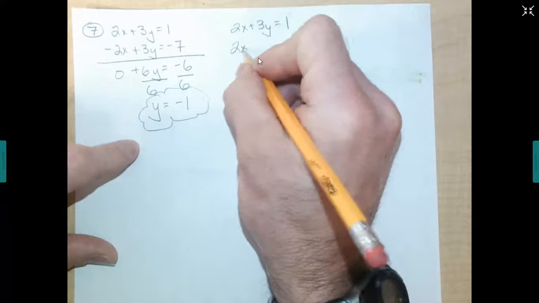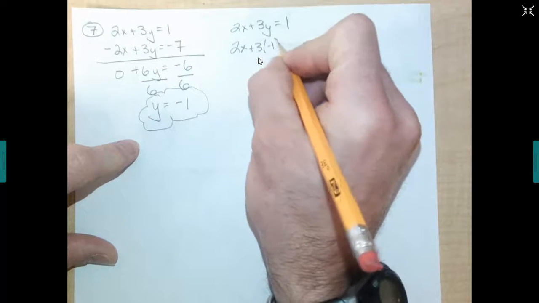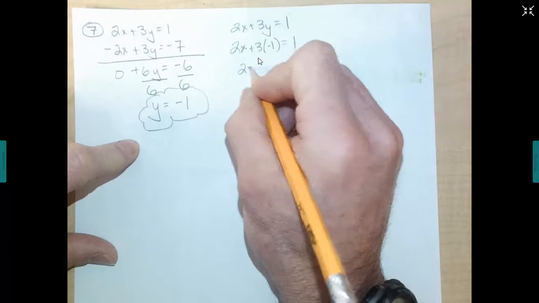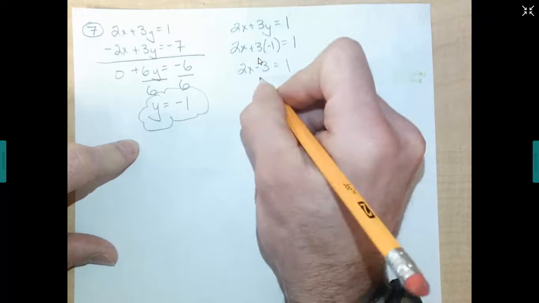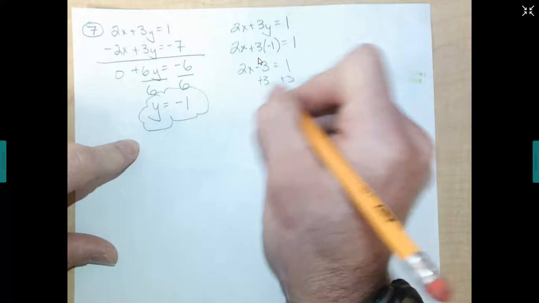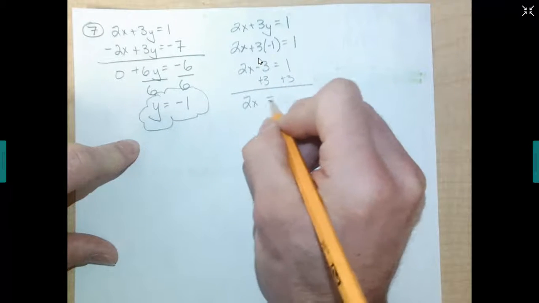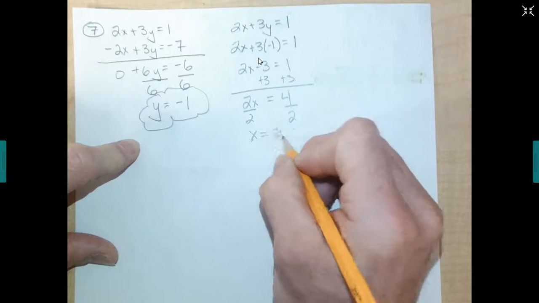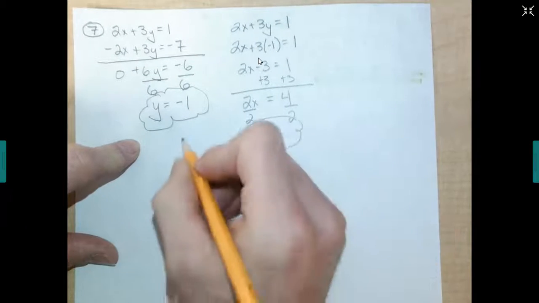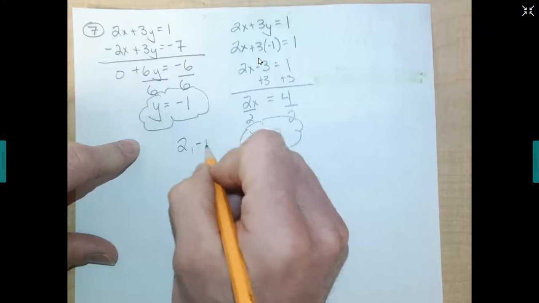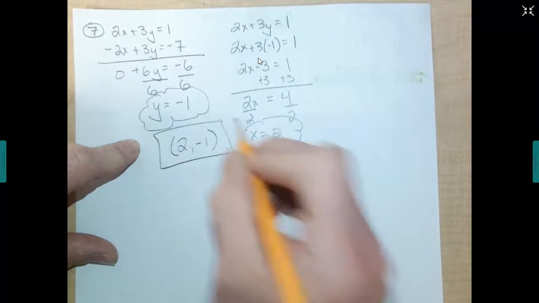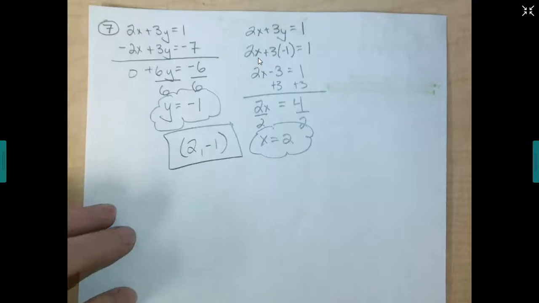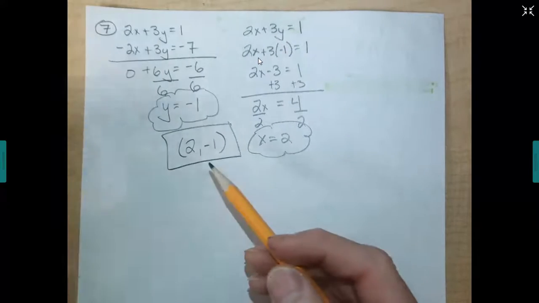So 2x plus 3 times negative 1 equals 1. 2x minus 3 equals 1. Plus 3, plus 3. 2x equals 4. Divide by 2. I get x equals 2. So there's my solution: 2, negative 1. That's confirmed by Desmos, and so I'm good.